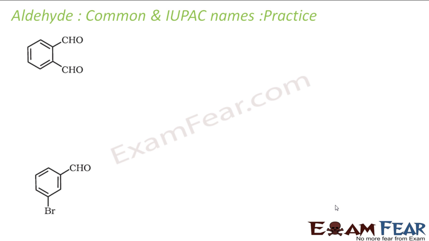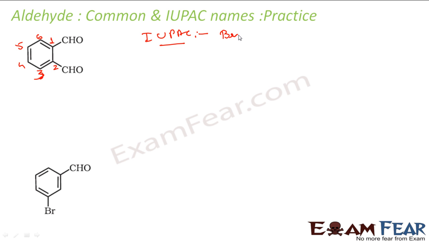Let's see some more examples. So I have this compound. We write the IUPAC name for this. So if you see, this is a benzene ring. In the benzene ring, I have 1, 2, 3, 4, 5, 6. I did the numbering in such a way so that the CHO group gets the least number. So in this case, it is benzene, and at 1, 2 positions I have a carbaldehyde.